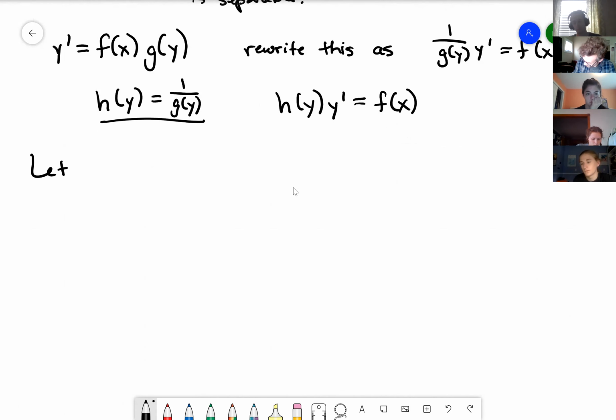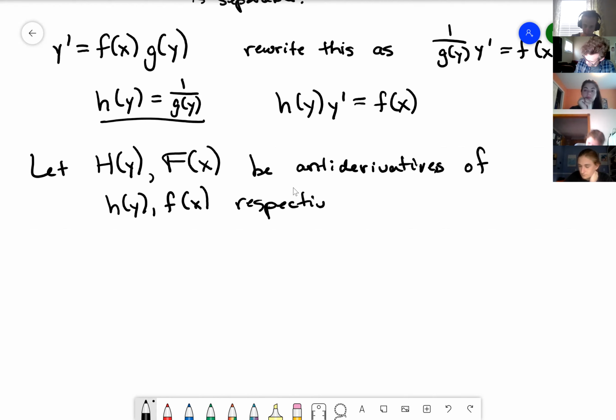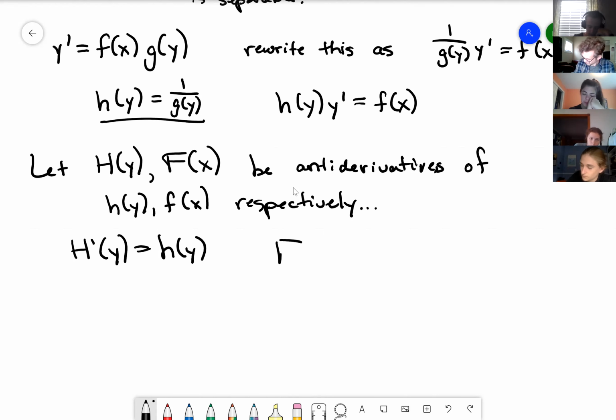Now, let's let H of y and F of x be anti-derivatives of h of y and f of x, respectively. In other words, we can write H prime of y is equal to h of y and F prime of x is equal to f of x.